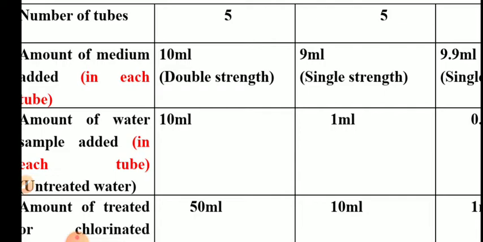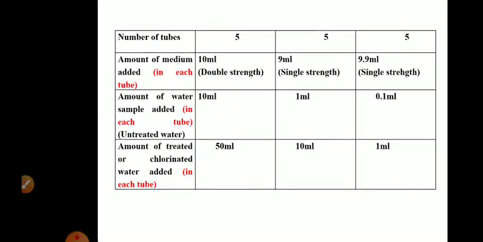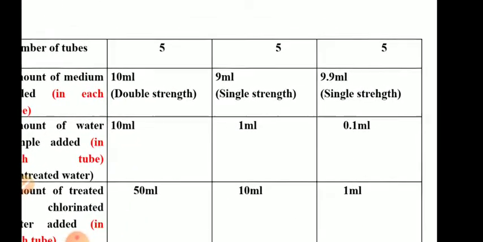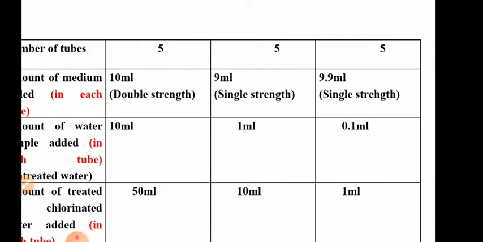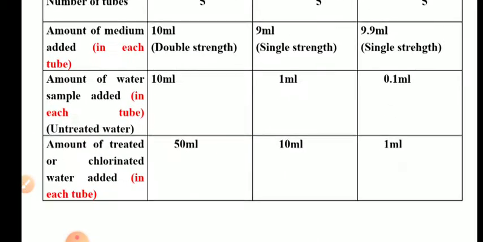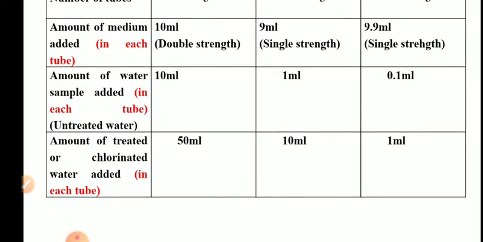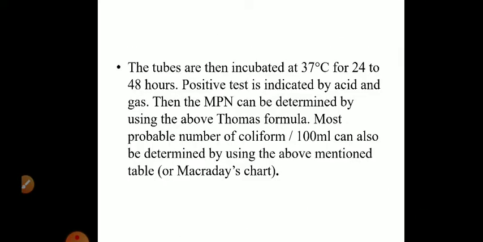And if the water is untreated, then in all the 5 tubes of the first set, we add 10 ml water sample in each tube. In the second set of 5 tubes, we add 1 ml sample in each tube. In the third set of 5 tubes, we add 0.1 ml of untreated water sample in each tube. If the water sample is treated, that means if it is chlorinated, then in the first set of 5 tubes, we have to add 50 ml sample in each tube. In the second set, 10 ml sample in each tube, and in the third set, 1 ml sample in each tube if it is chlorinated water.